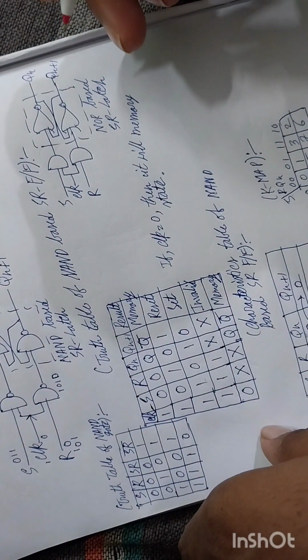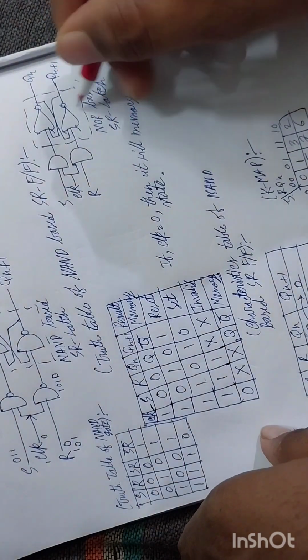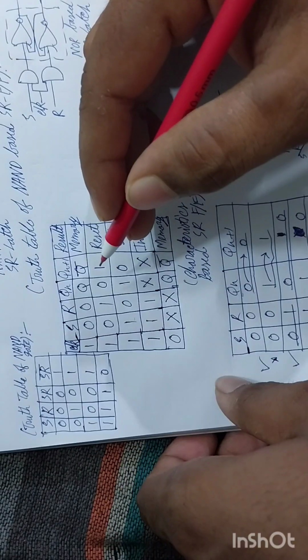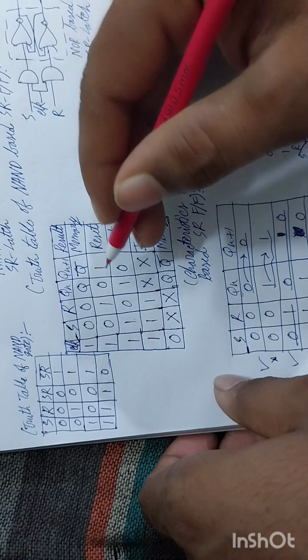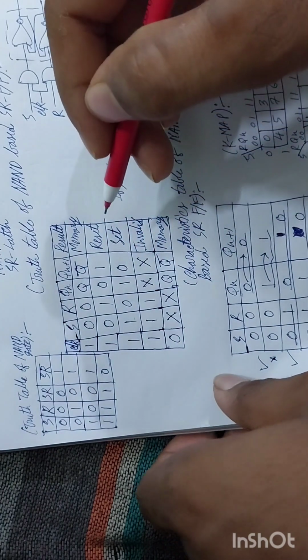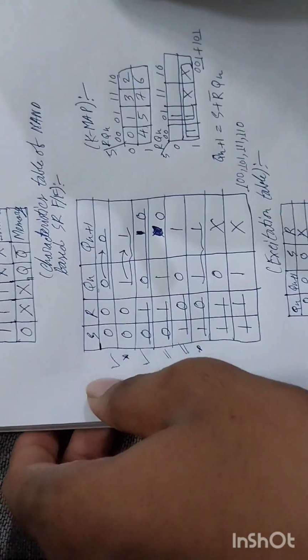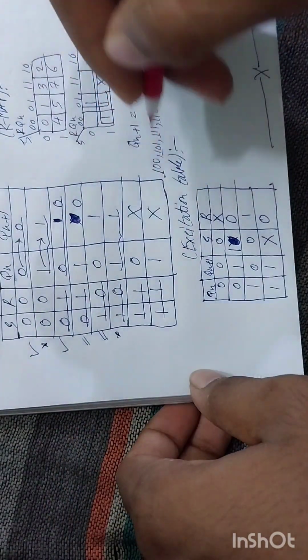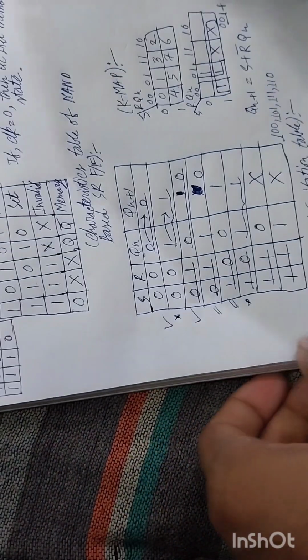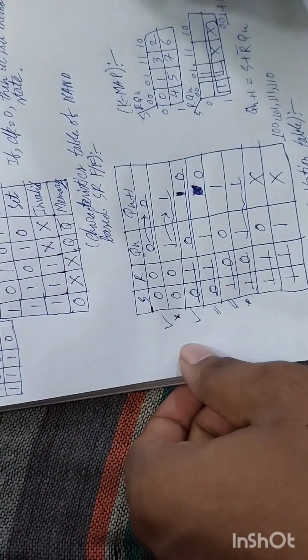Okay, if you draw the NOR based SR flip flop, you will find that the truth table is also coming as the truth table of NAND based SR flip flop. So all the things should be the same. There will be no change in both the cases.